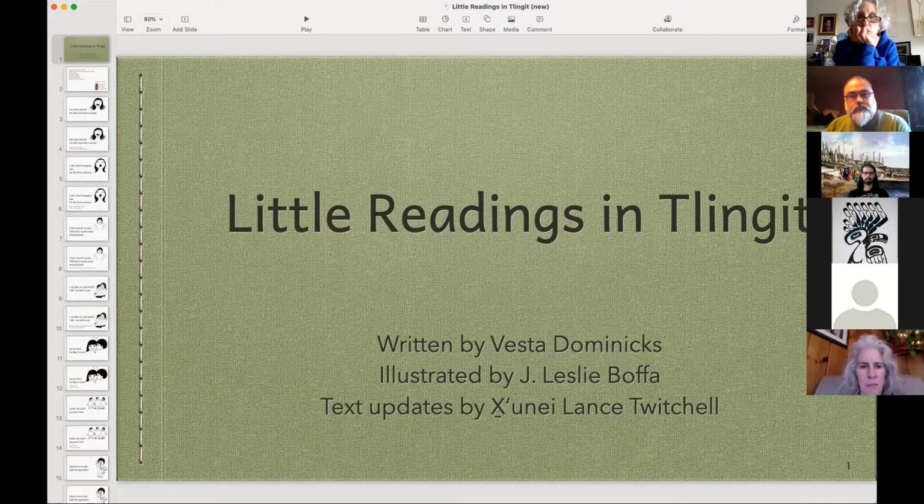So this is an older text from the 1980s, I believe, written by Vesta Dominix, illustrated by J. Leslie Baffa. And I went through and I updated some of the texts because we write Tlingit just a little bit different these days than we did in those days. I didn't change the language in there. And what I'd like us to do is a bit of a warm-up activity.